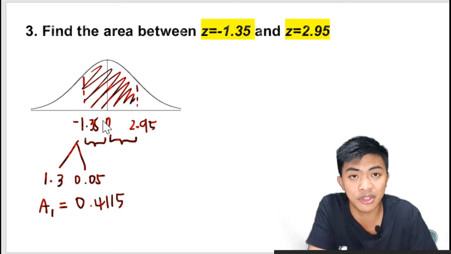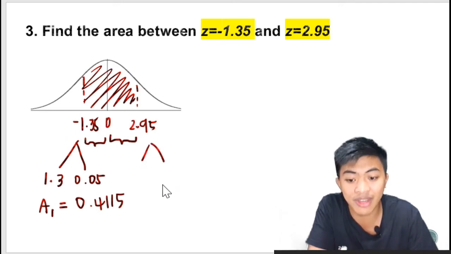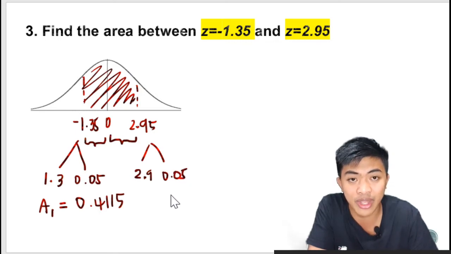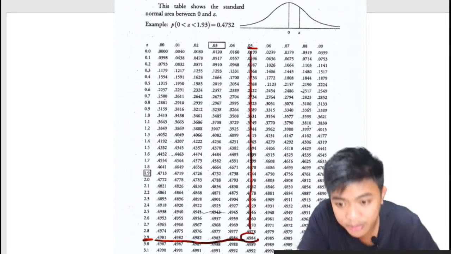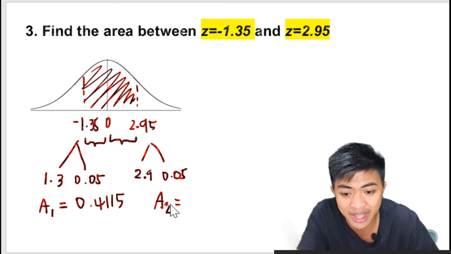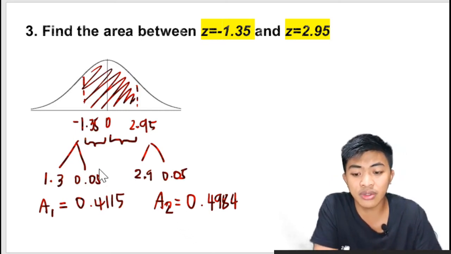Next, kunin naman natin yung area from 0 to 2.95. So we break 2.95 into two parts. That is 2.9 and 0.05. And we have to look that into the table. 0.4984. Let's name it area 2. The area from 0 to 2.95 is 0.4984. Okay? So, nakuha na natin yung dalawang area.